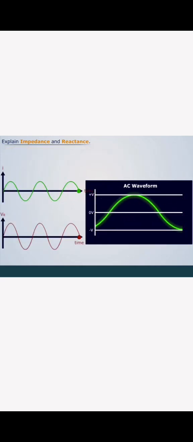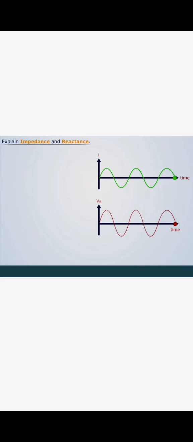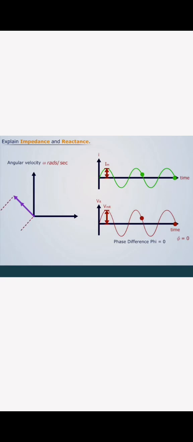The current and voltage are in phase, which implies that when current is maximum, the voltage will also be maximum. Mathematically, phase difference phi is equal to 0. The phasor diagram can be used to show the voltage and current in a resistor as a function of time. We can observe that phasors representing current and voltage across the resistor are both rotating with angular velocity omega. The peak current Im and peak voltage Vm are represented by the lengths of these phasors.